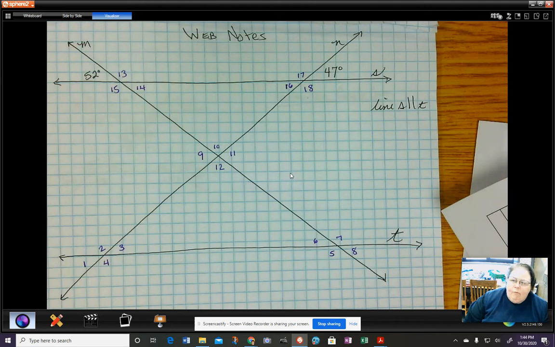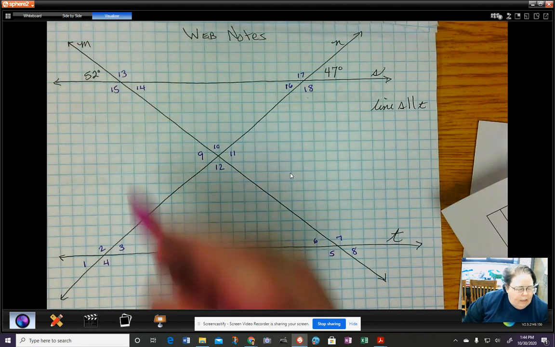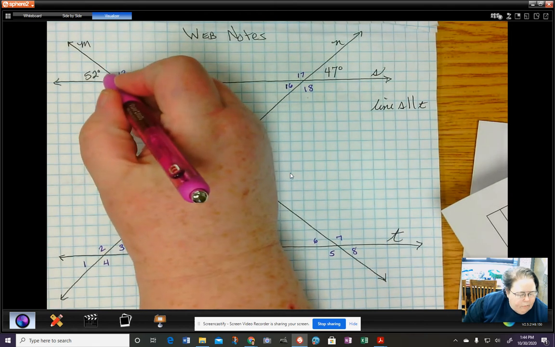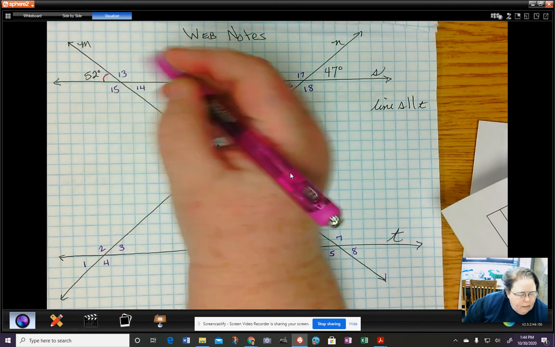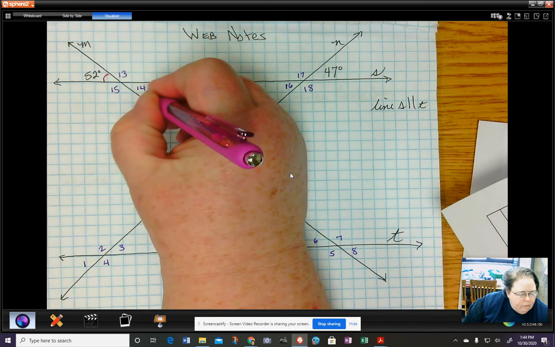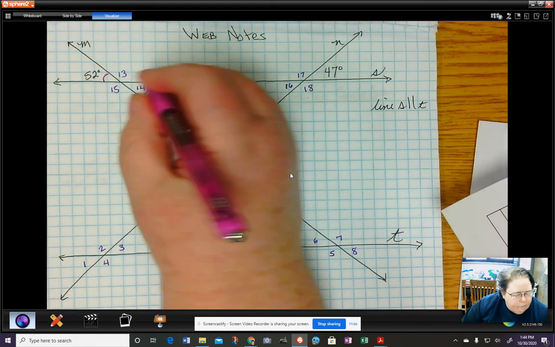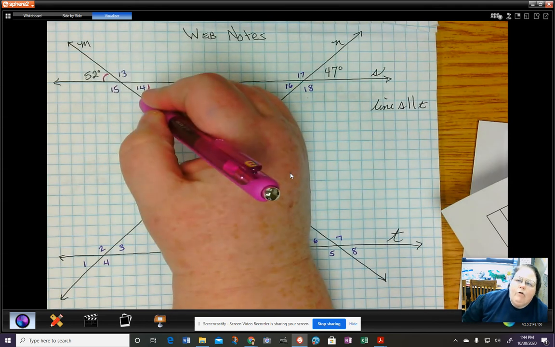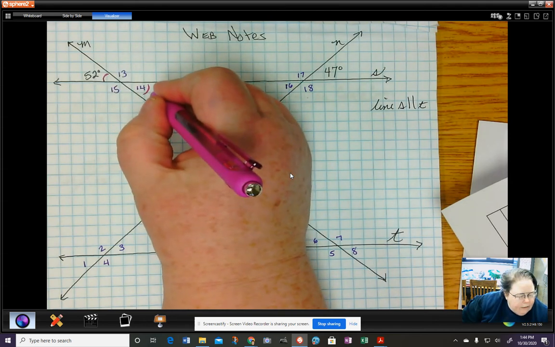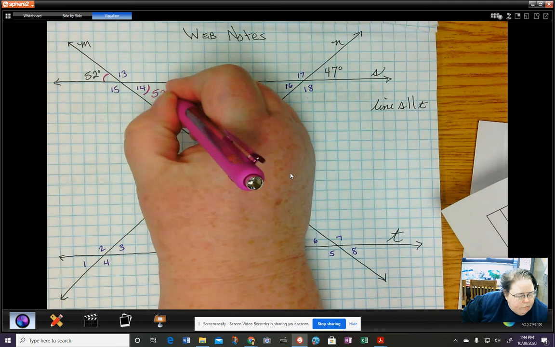Okay, let's fill in what we do know for sure. I know that this angle right here is congruent to 14. Why? They are vertical angles. Vertical angles are congruent. So angle 14 is 52 degrees.